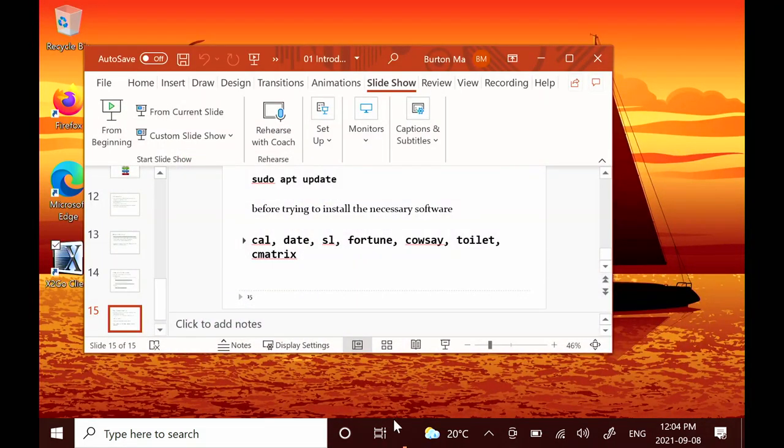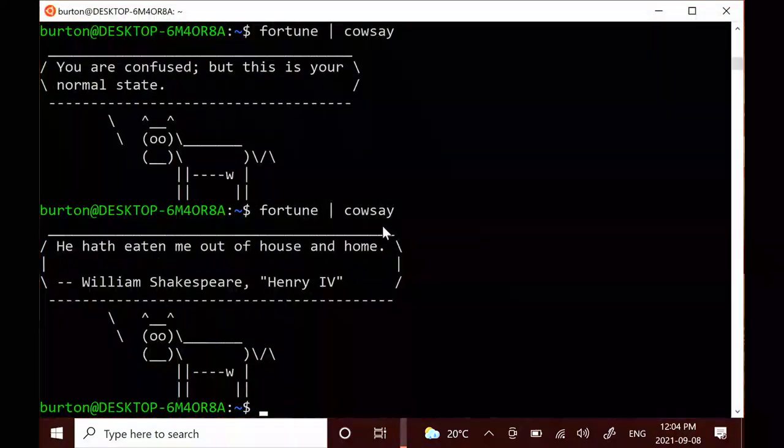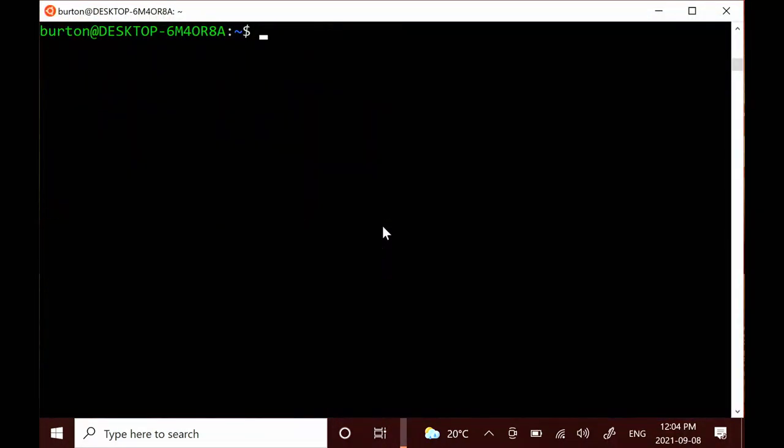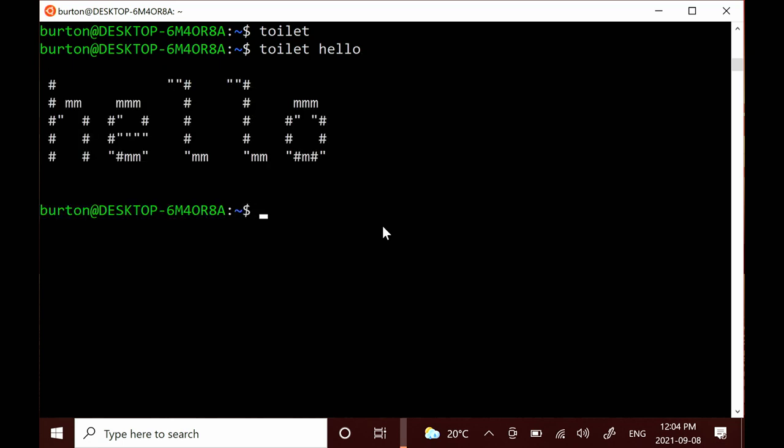Cowsay toilet, okay, well, let's try this. I actually don't remember what toilet does, so let's see what it does. Does nothing. Okay. Toilet. Hello. So here's another command. Oh, here's what it does. It's toilette, not toilet. It's French, so it's sophisticated.